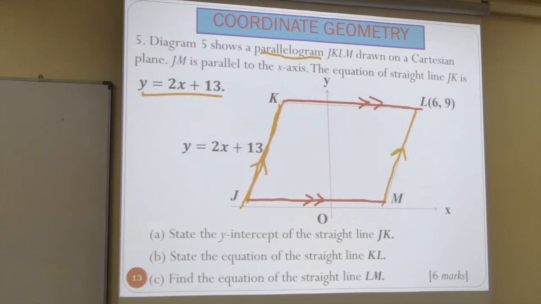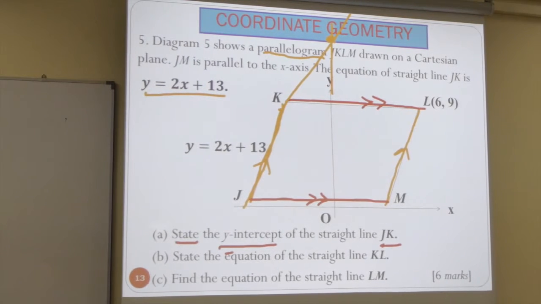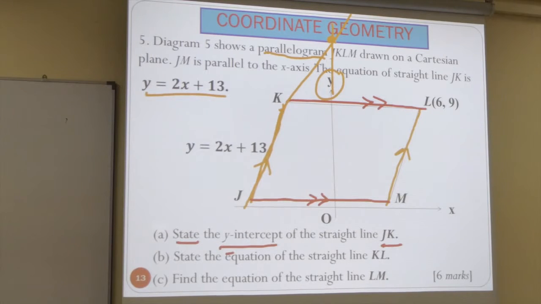Then after that, you look at the question. State the y-intercept of the line JK. So this line JK, it goes up and up and up. Of course, it will meet at one point. Okay? So if it meets at one point, that point on the y-axis is the y-intercept.